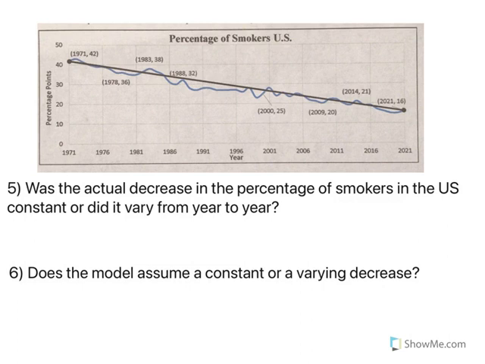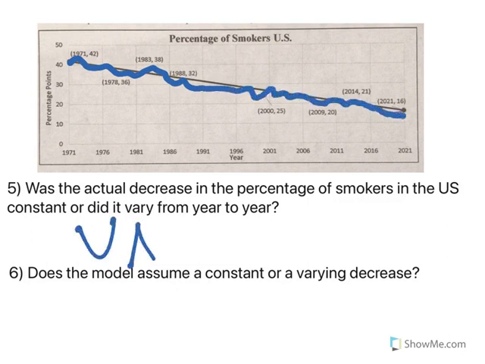Now, was the actual decrease constant? Recall that the actual is this blue line. Is that constant? Oh no, that is not constant. That varies, right? In real life, things are going to vary. Very few things are actually linear. So fine, the actual data does vary.